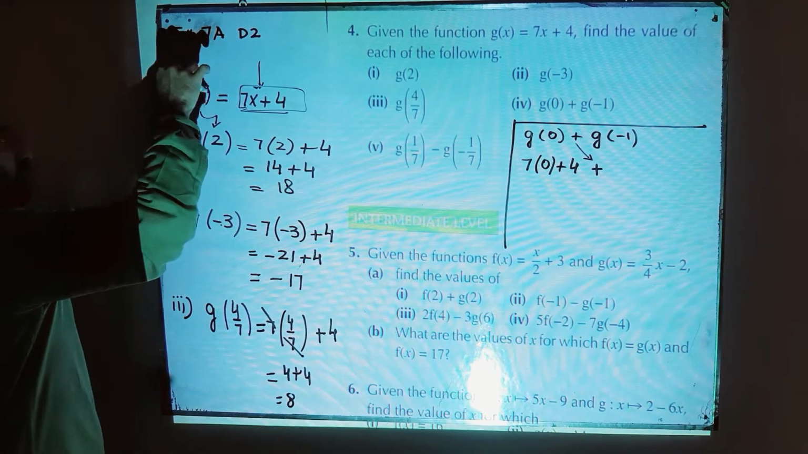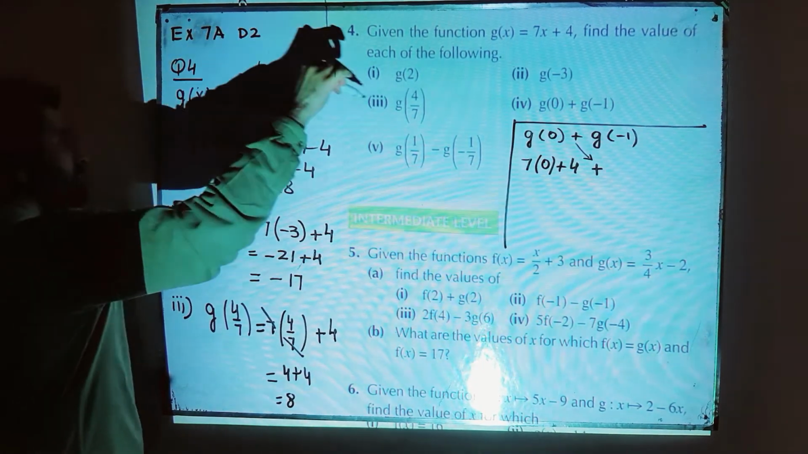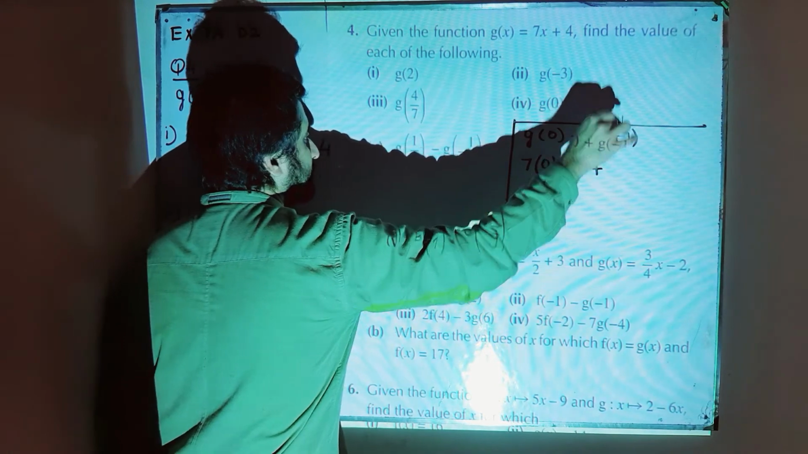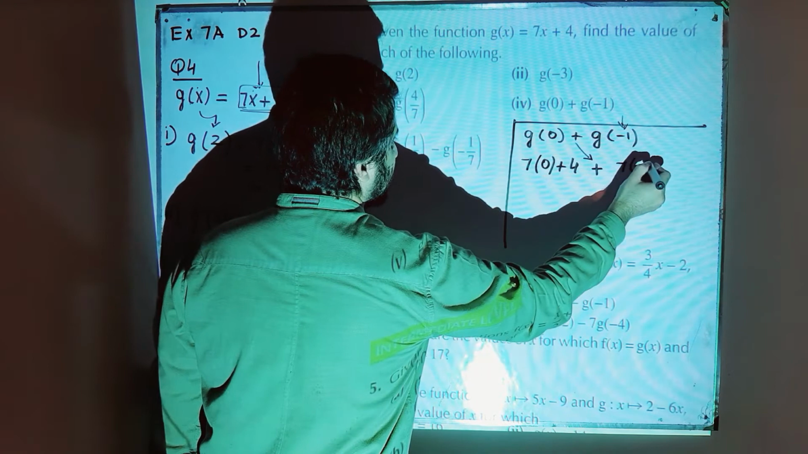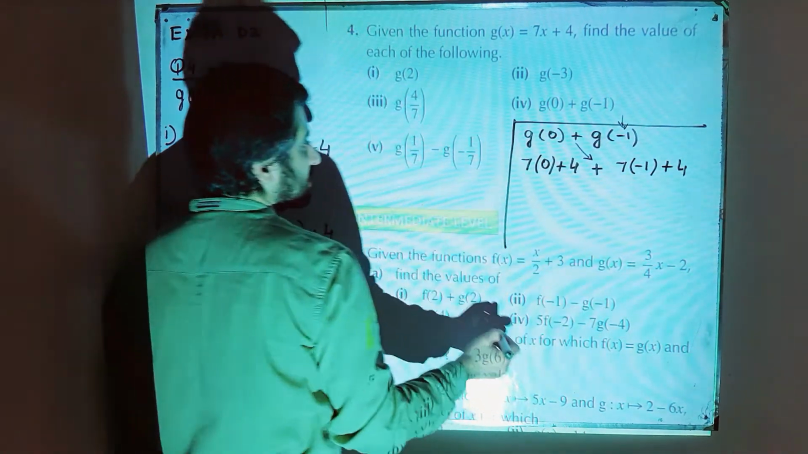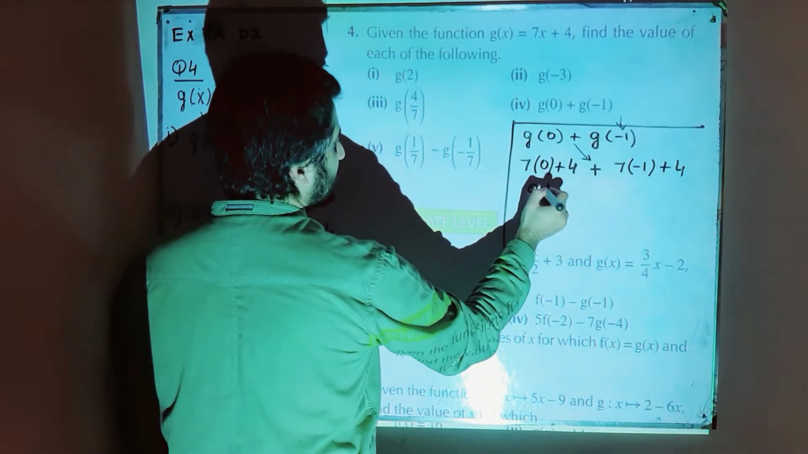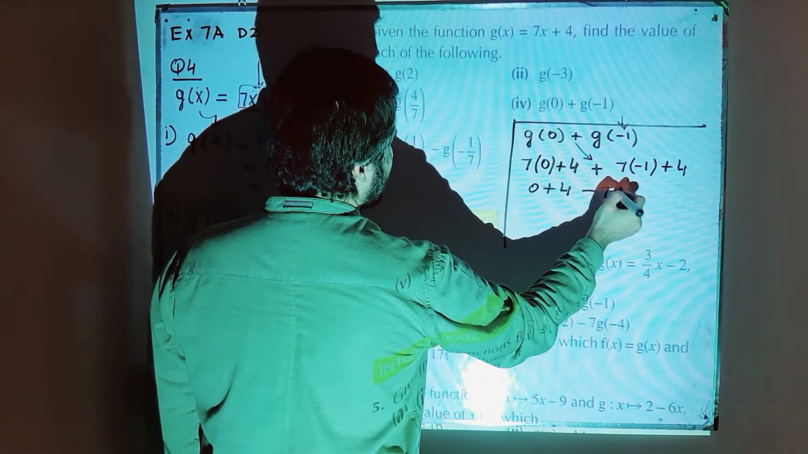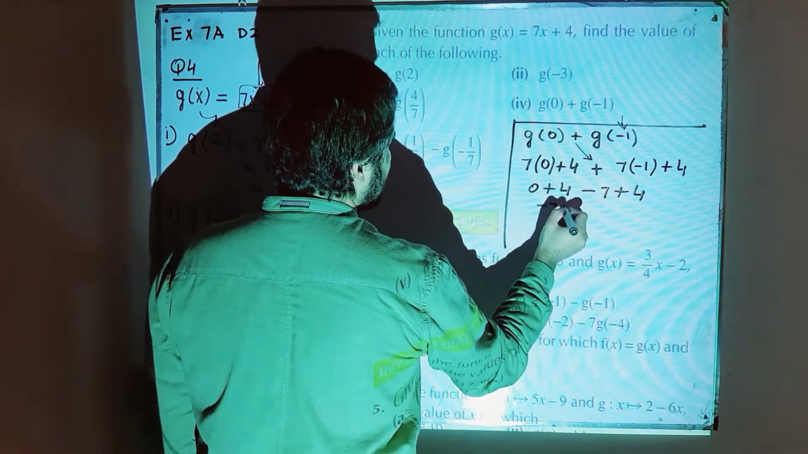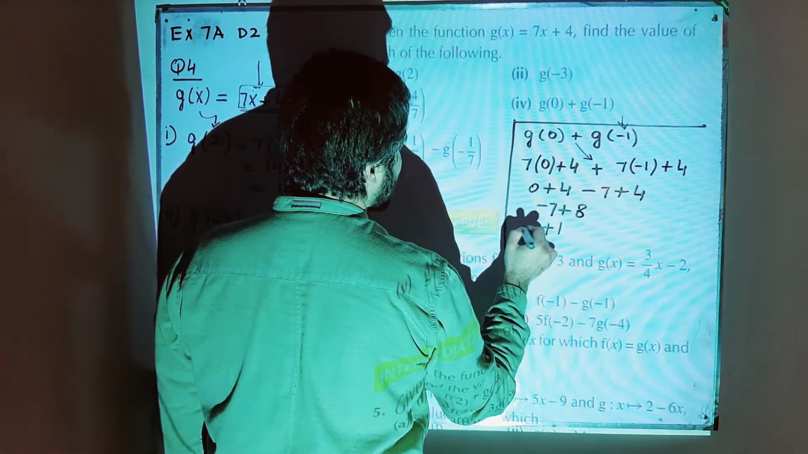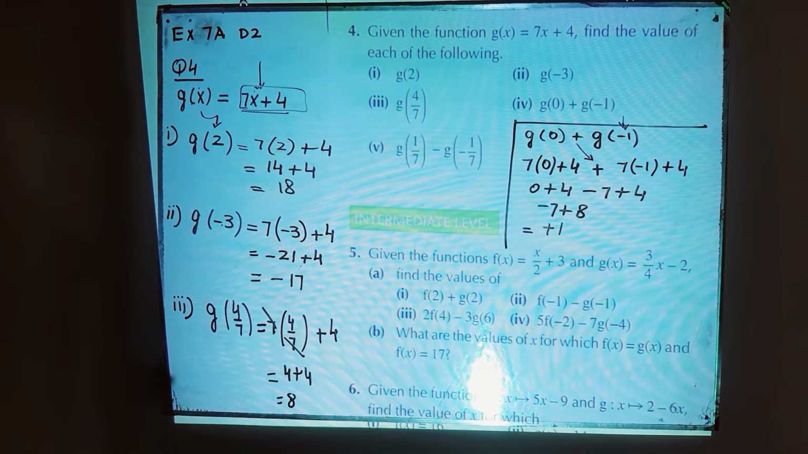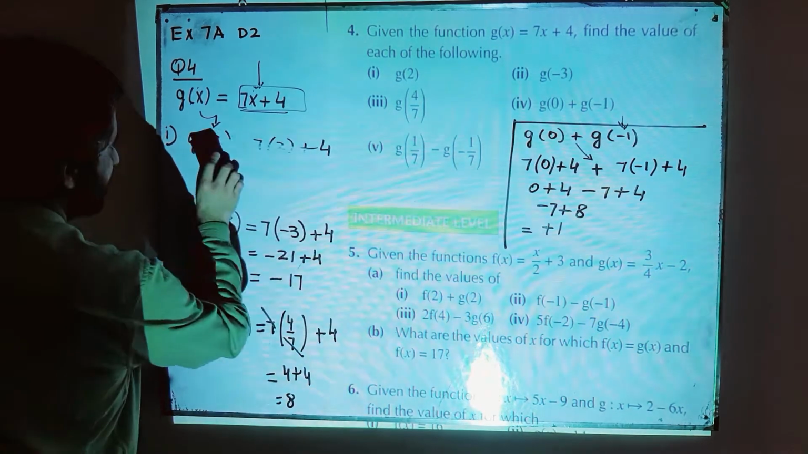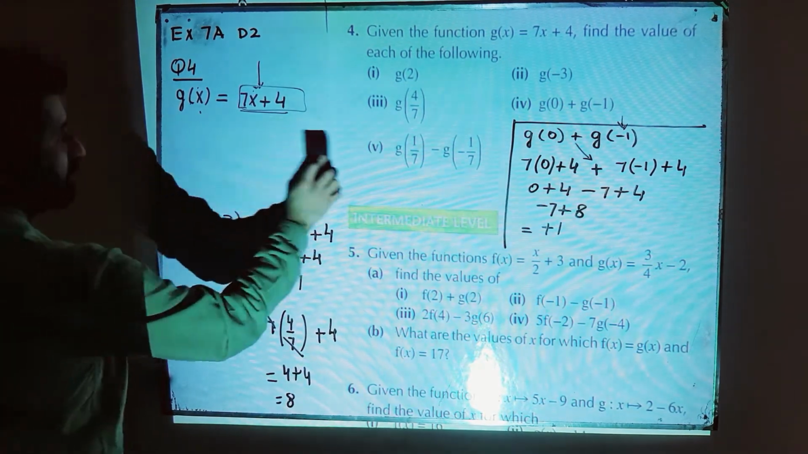Then use x equal to minus 1, because here x is minus 1. So use x equal to minus 1 in your function. 7 into 0 is 0 plus 4, minus 7 plus 4. So minus 7 plus 8, that is plus 1 is the answer for part number 4. And for part number 5 I need some space, and that's why I'm going to rub this one.